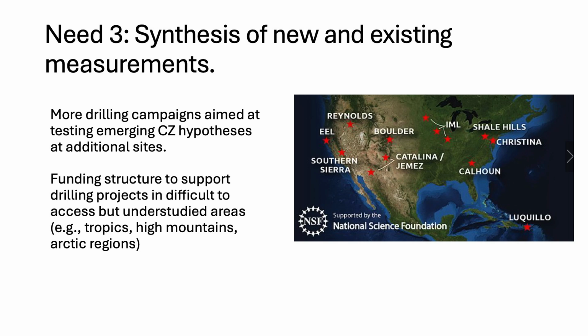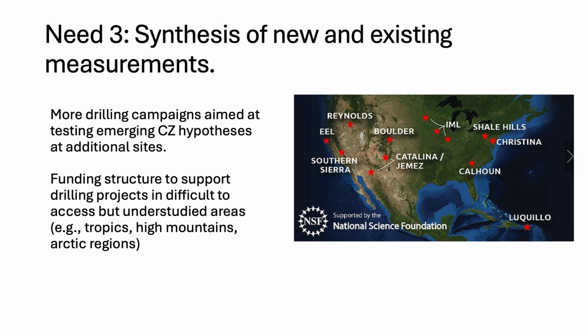So ultimately, we need more drilling campaigns aimed at testing emerging critical zone hypotheses. This is just a map of the critical zone observatories, which were previously funded by the National Science Foundation. And this isn't an all-encompassing map of places where we've drilled the critical zone, but it at least provides a first order estimate. But one thing that our working group identified is that there's a lot of difficult to access but understudied areas where we really don't have a good understanding of the critical zone.